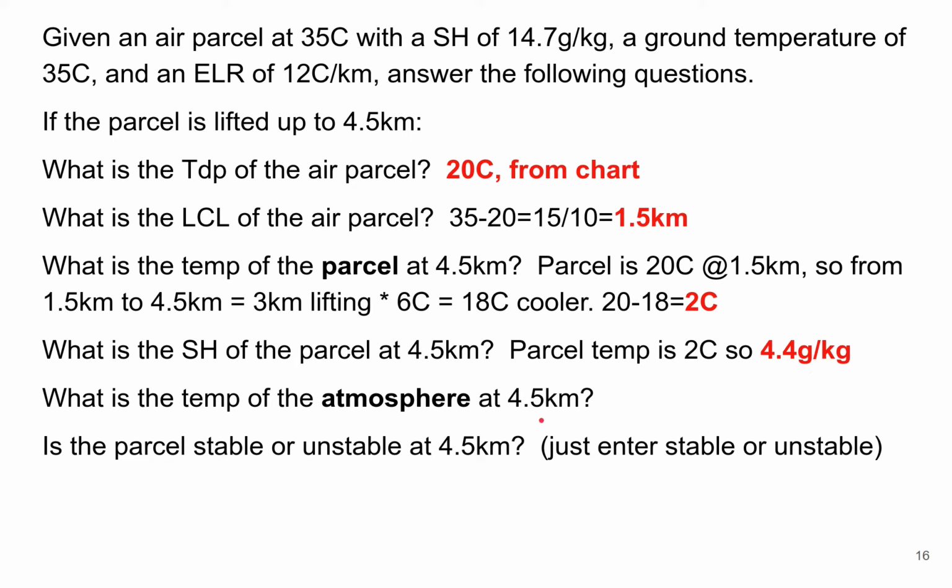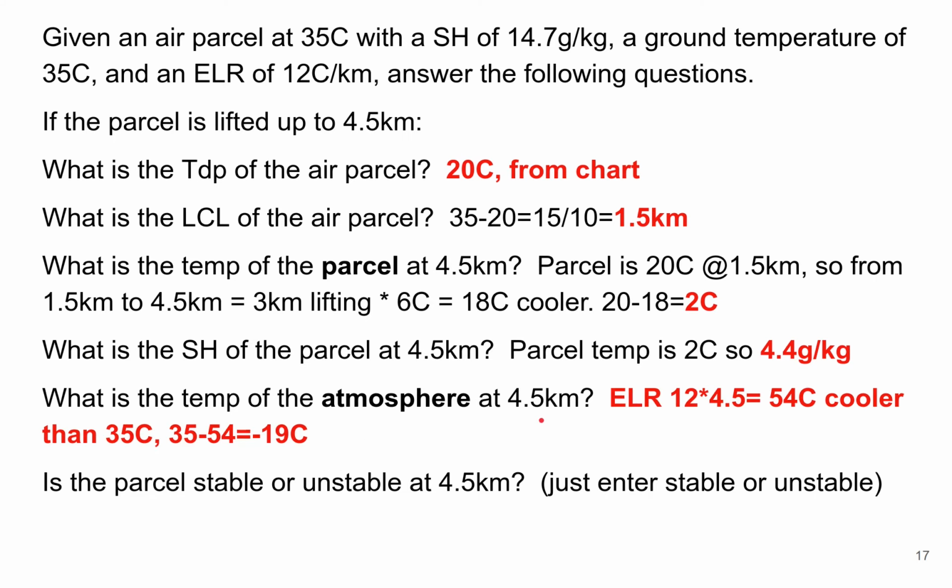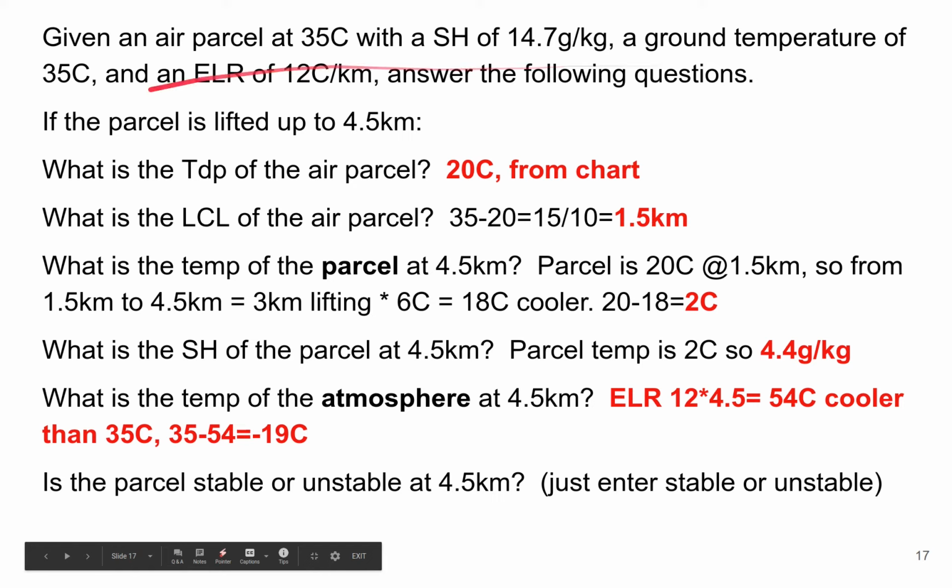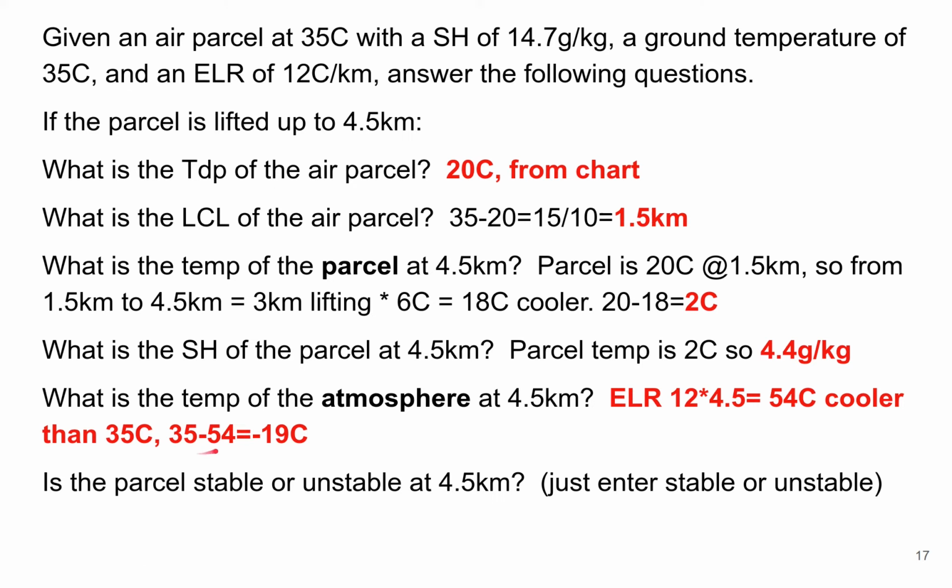The temperature of the atmosphere at 4.5 kilometers, well, the ELR is always given, 12 Celsius degrees of cooling for each kilometer going up through the atmosphere. 12 times 4.5 is 54 degrees cooler than the 35 Celsius we started with. That was the temperature of the ground, 35 Celsius. So 35 minus 54 degrees is negative 19 Celsius. So the atmosphere is negative 19.